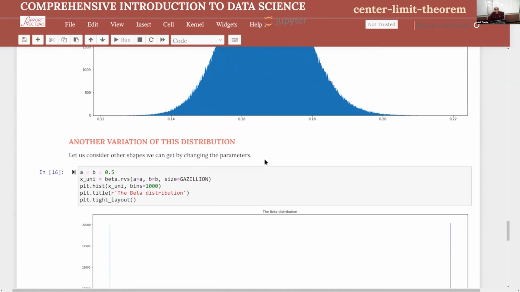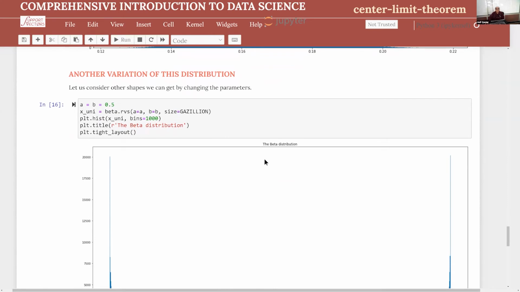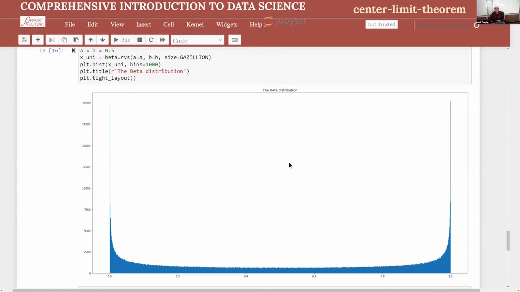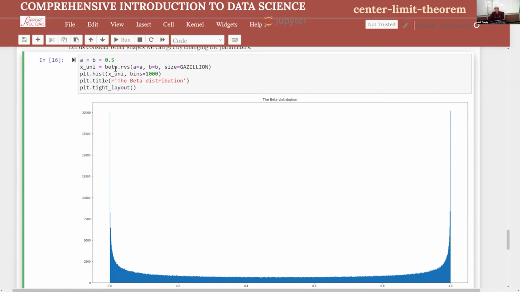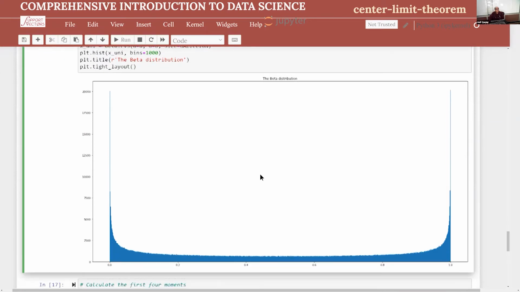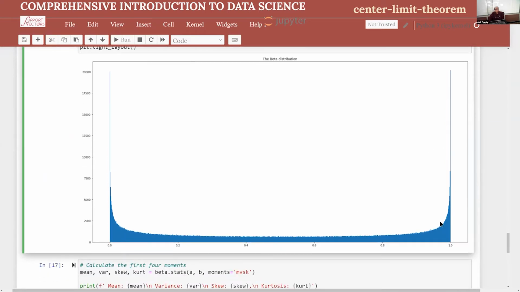You can take another variation of this. One reason I like the beta function is, as I told you, it is a shapeshifter. With the code that you wrote, all you have to do is change the values of A and B, make both of them 0.5. When you make A and B both 0.5, exactly the same code will produce a distribution that looks like this. Now, does it look symmetric? It does sort of look symmetric. By the way, it's called the bathtub distribution.